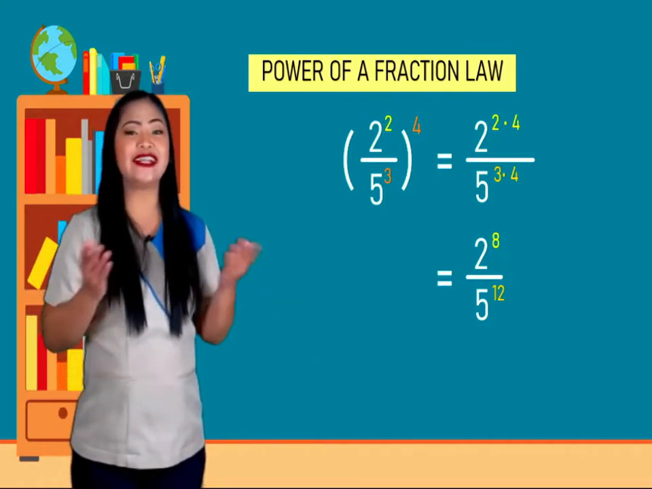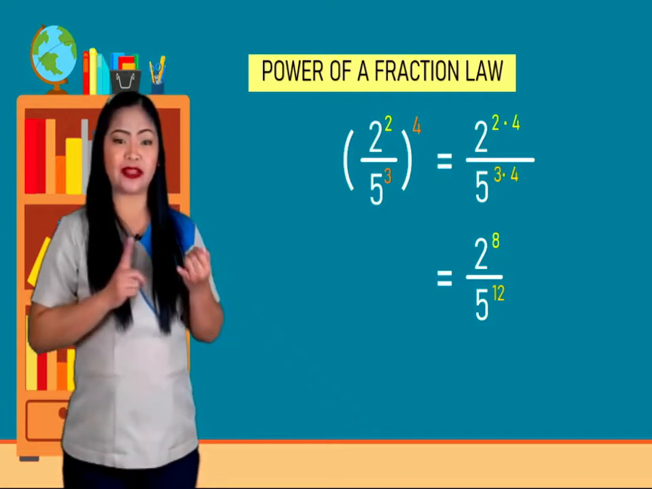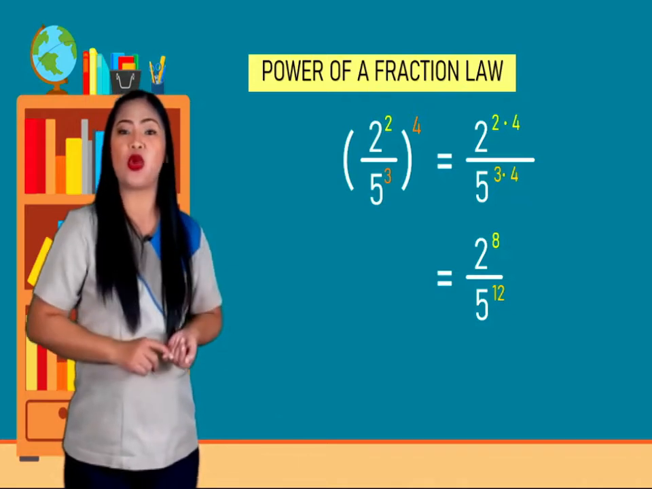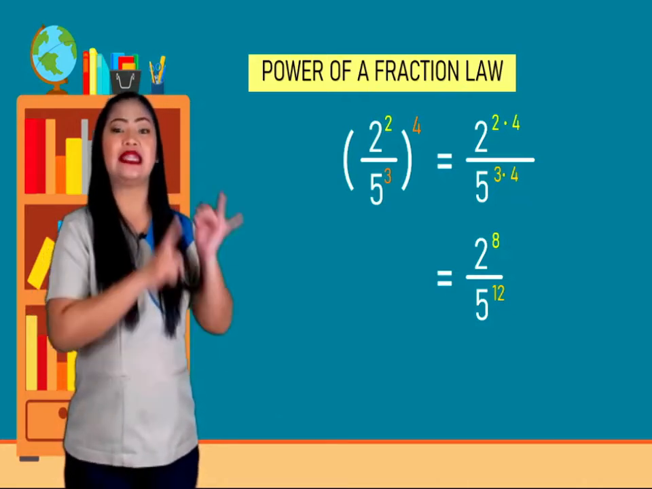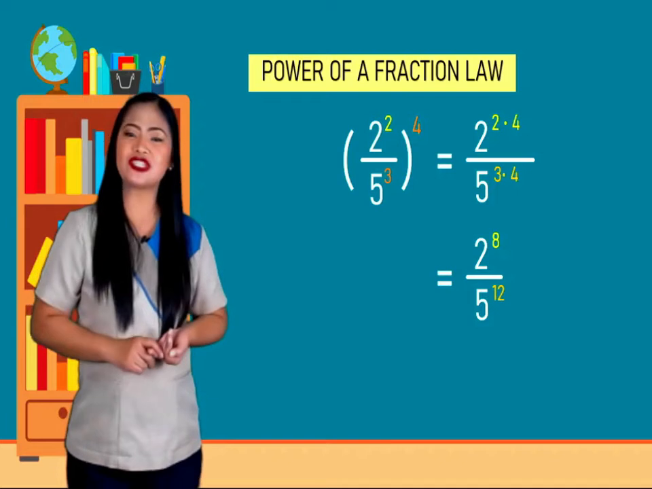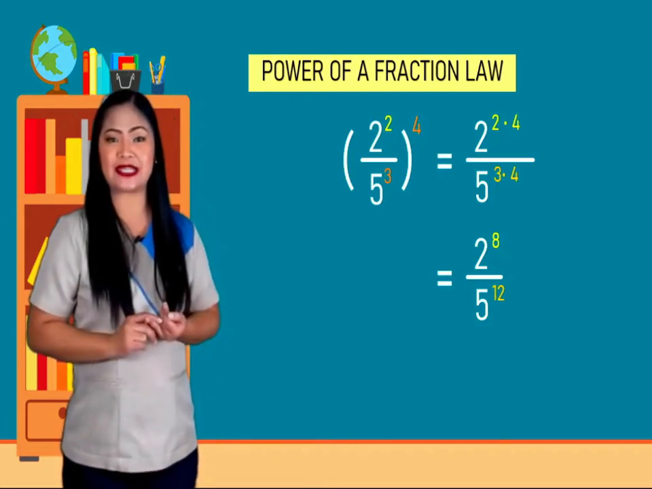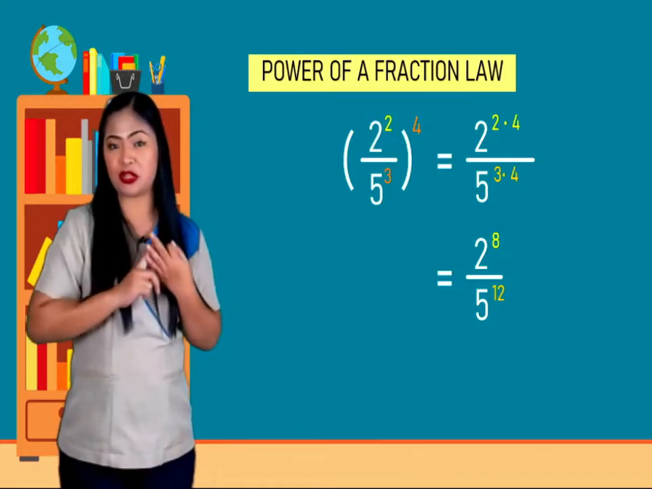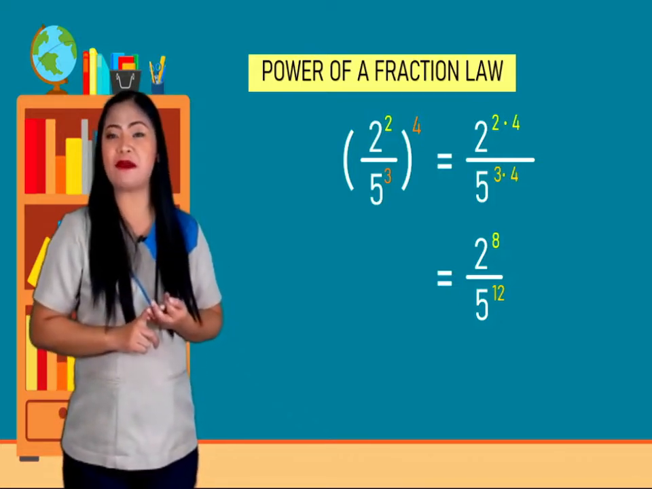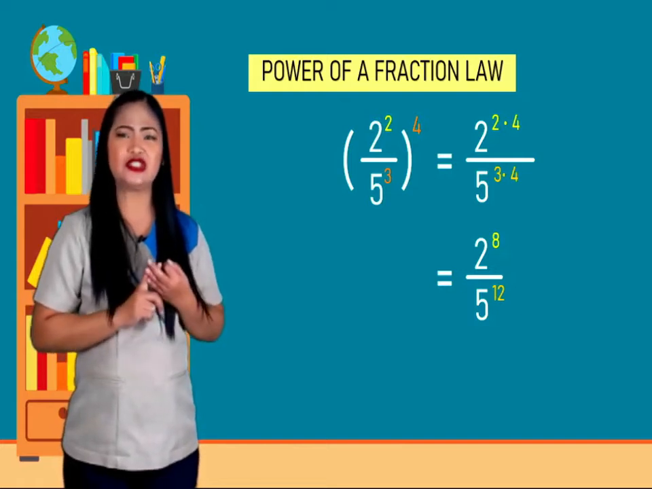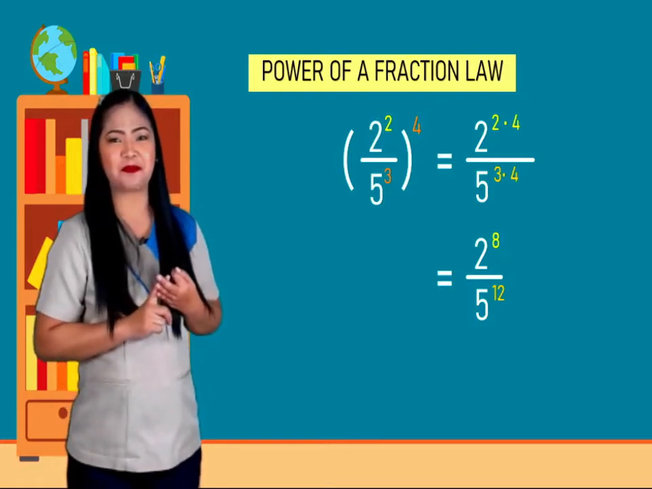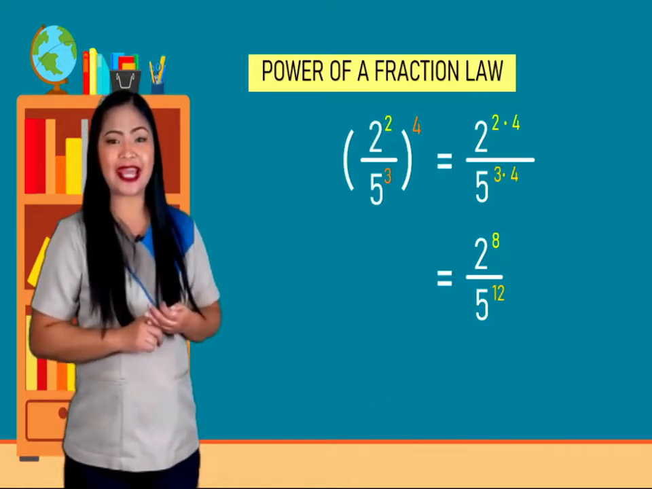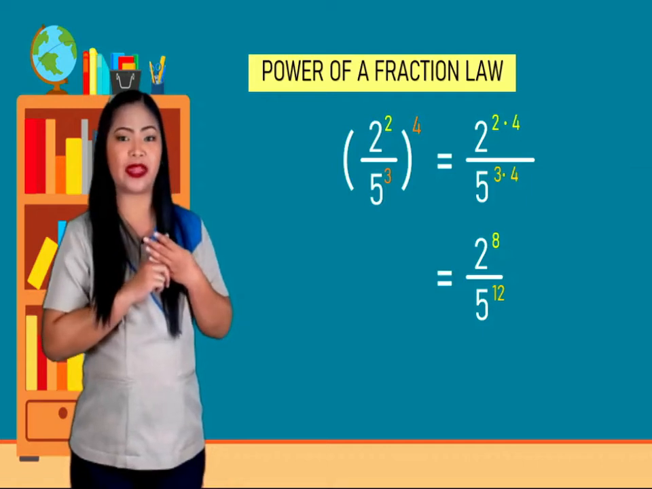So, those are the laws of exponents. The product law of exponents, which states that when we multiply same bases, we add the exponents. The quotient law of exponents, which states that when we divide same bases, we subtract the exponents. The negative exponent rule, which states that to make a negative exponent positive, just get its reciprocal. The zero exponent rule, which states that any term raised to 0 is equal to 1.